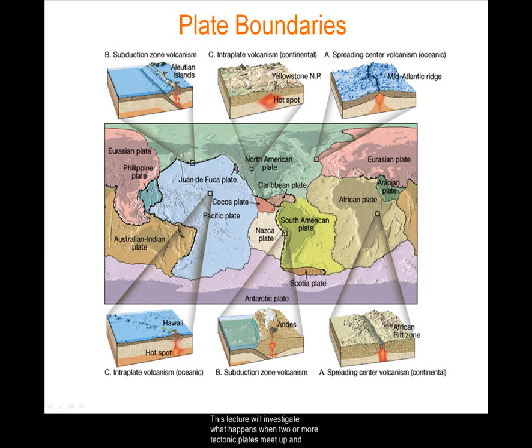This lecture will investigate what happens when two or more tectonic plates meet up and the interesting geology that occurs at those plate boundaries. The three main ways plates can interact depends on how they are moving relative to one another: convergent, divergent, or transform.